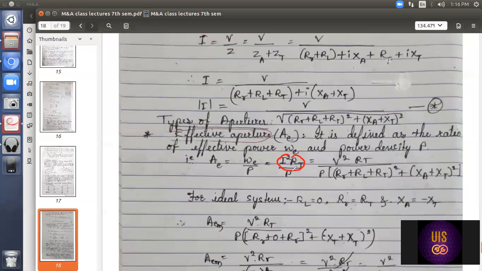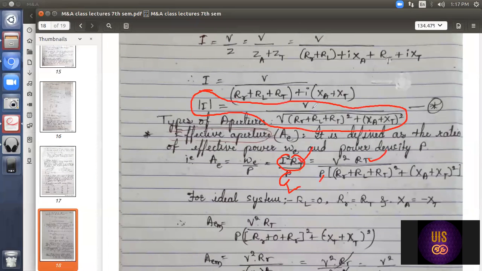I square RT divided by P. In this, RT and P I will keep as it is. Instead of I square, just now we have deduced one equation here. We have got one equation for magnitude of I. We'll take the I square.